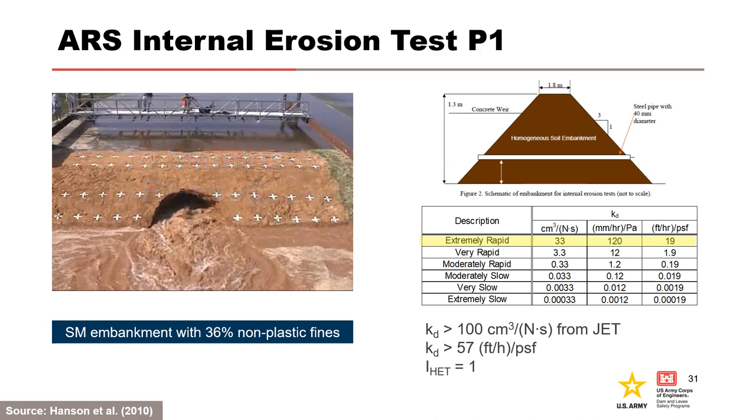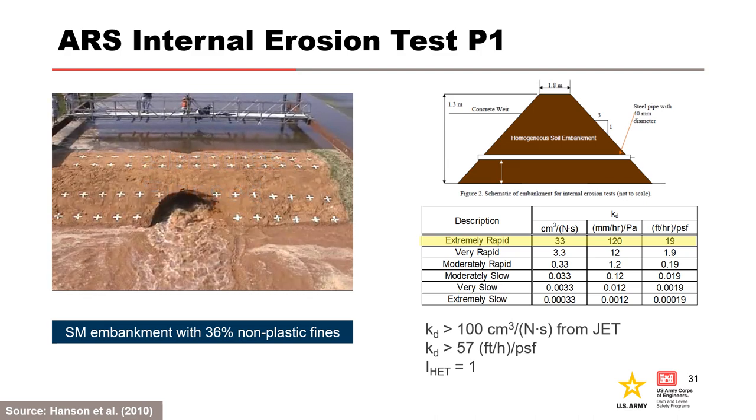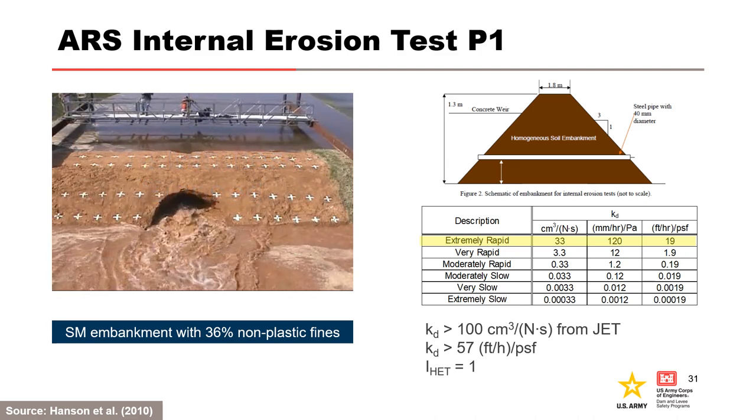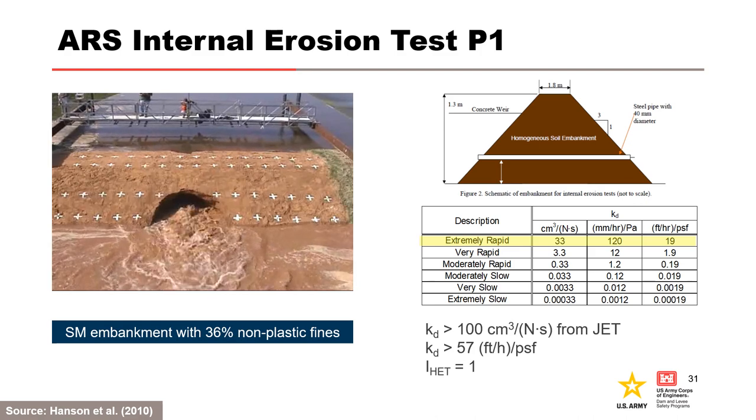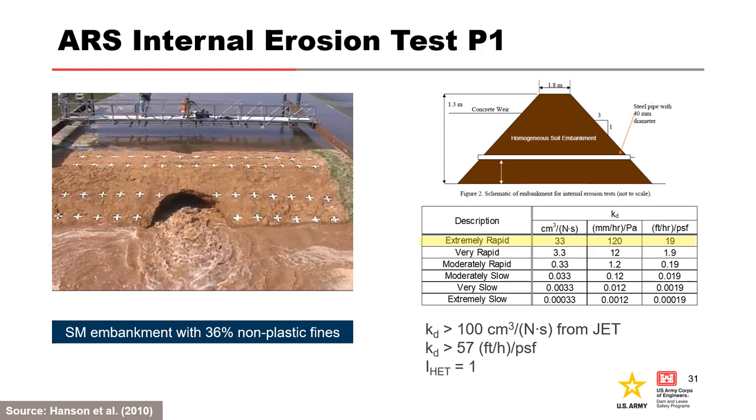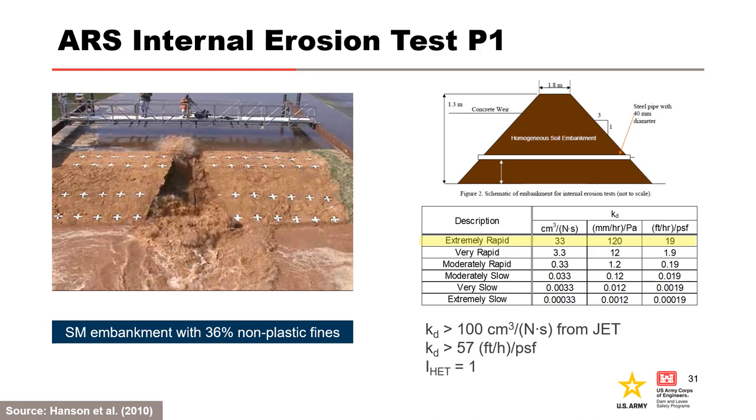Once collapse occurred, breach widening developed at a rapid pace. Even in early stages, a head cut developed at the flow outlet and progressed upstream internally during the erosion process.